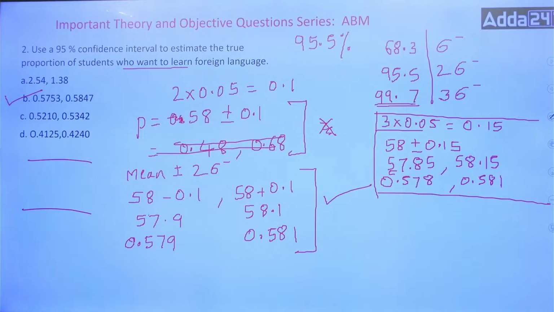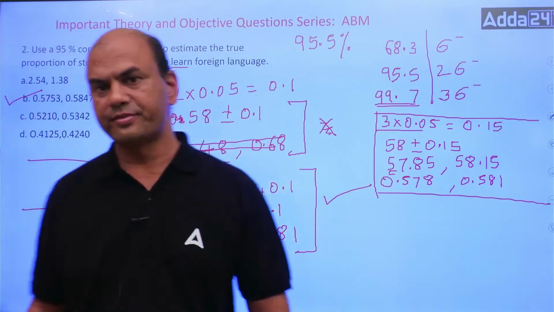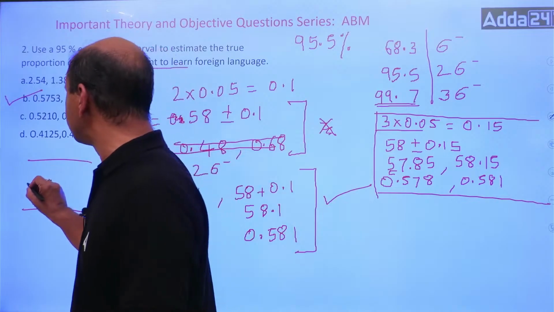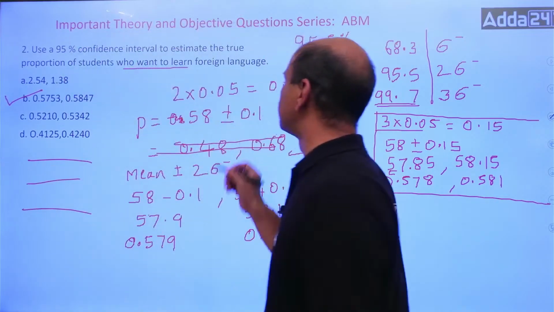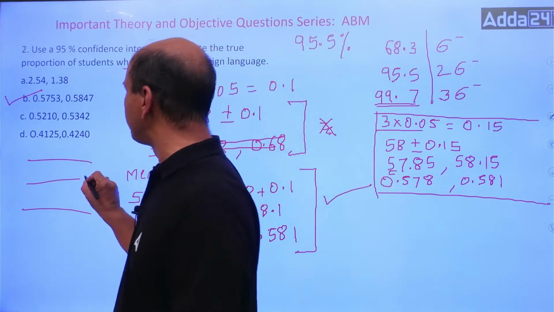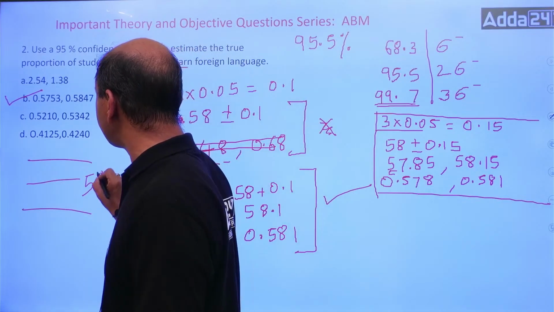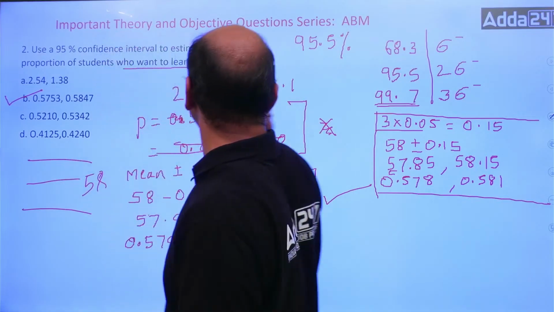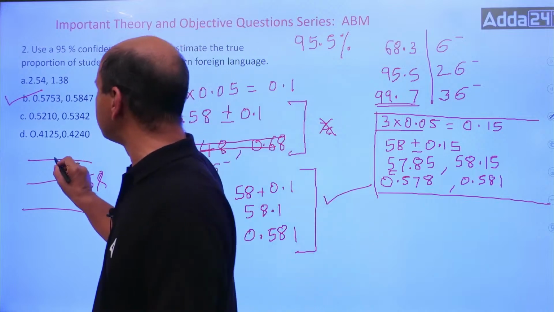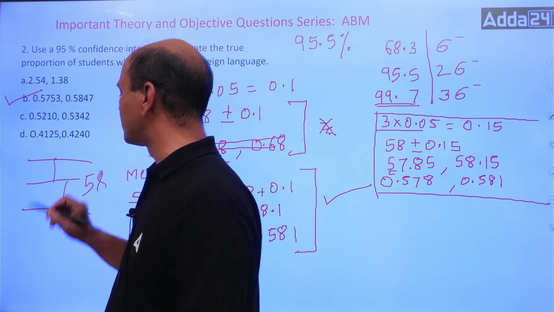This is a zone. In this zone, this is your answer. Answer is what? 58. This is your mean, 58. And this upper is, wow, how many standard error do you require? 2. So 2 standard error over here and 2 standard error over here.